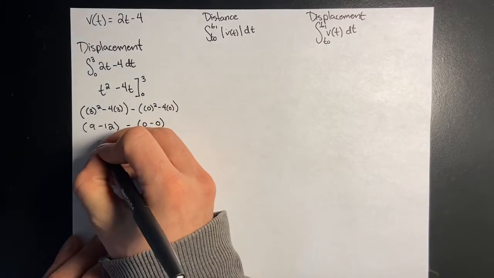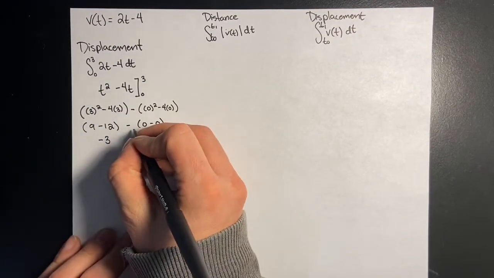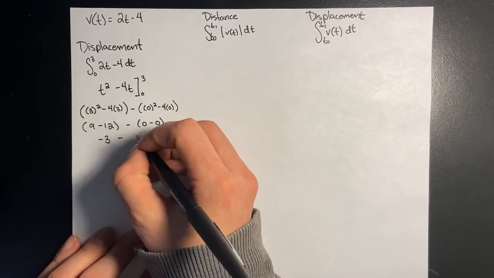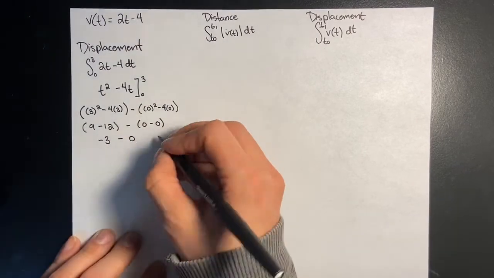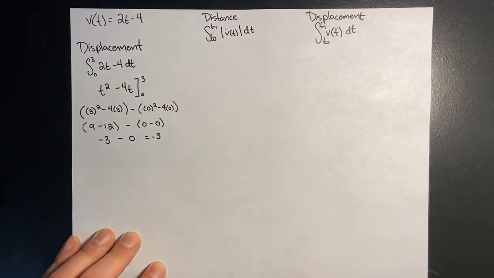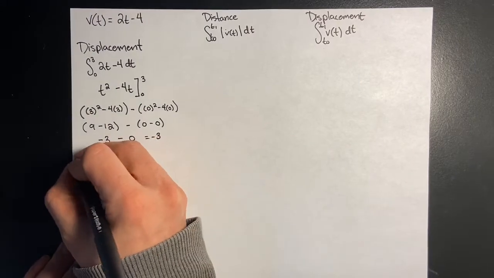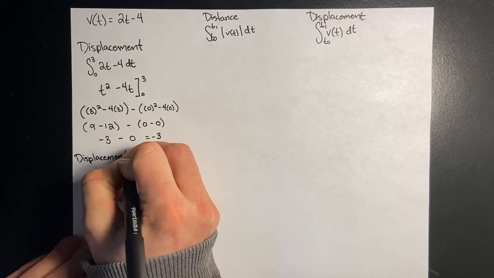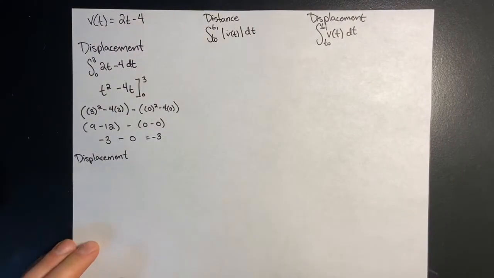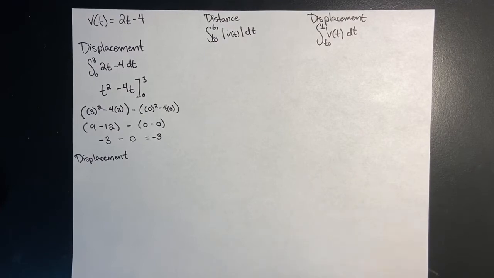9 minus 12 is negative 3. Minus 0 minus 0 is, I think, 0. And negative 3 minus 0 is negative 3. So what this means is my displacement is wherever this guy started, wherever my particle started, in the end, they are back 3 miles. I know this is miles because the original problem says the velocity of the particle is given by the function v(t) equals blah, blah, blah, miles per hour.